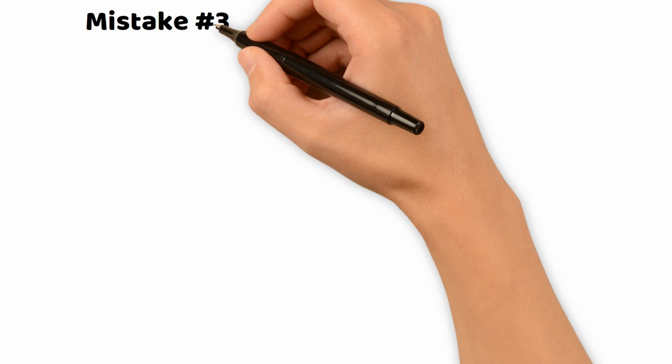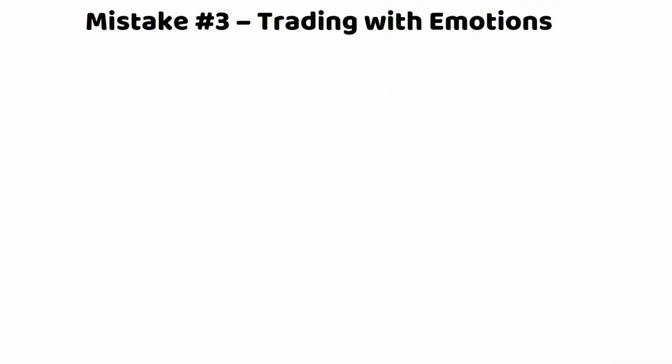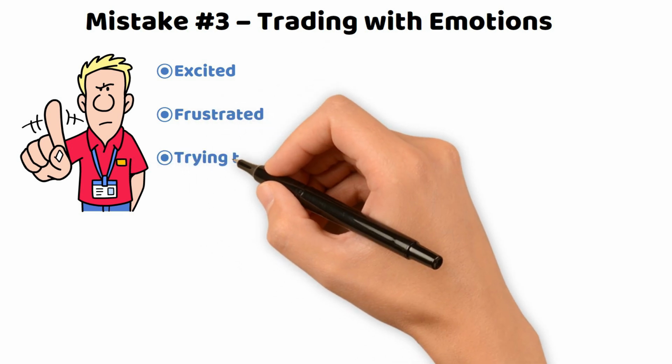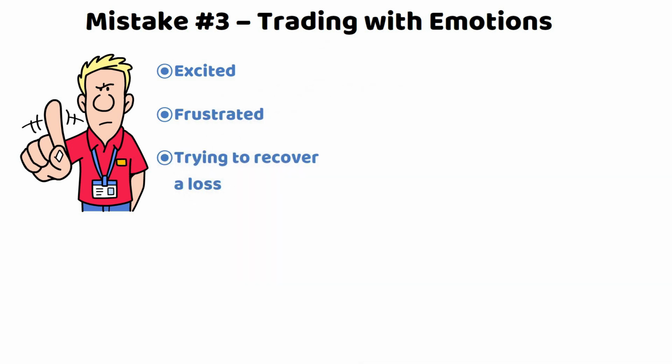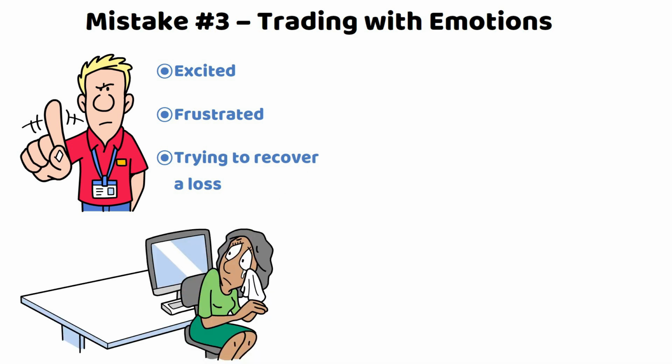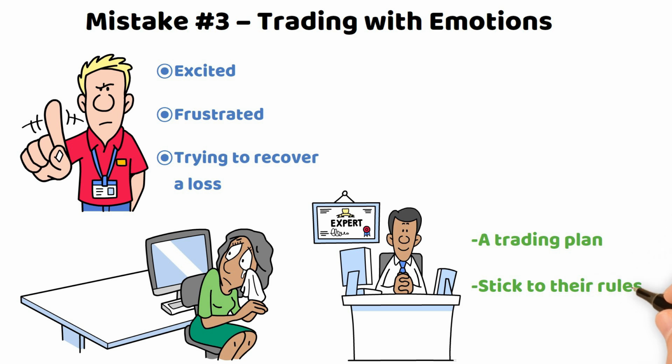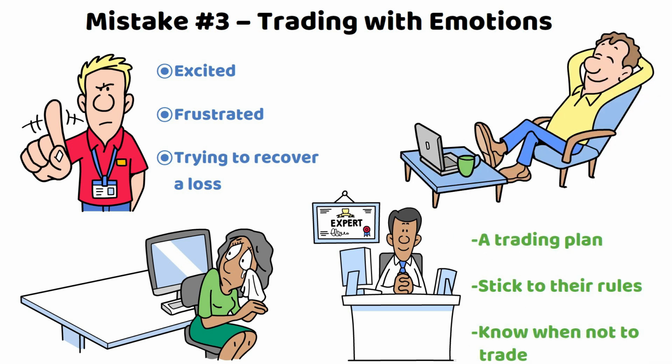Mistake number 3: trading with emotions. The market doesn't care whether you're excited, frustrated, or trying to recover a loss. Emotional decisions often lead to costly mistakes. That's why professional traders follow a trading plan, stick to their rules, and know when not to trade. Sometimes, the best trade is no trade at all.